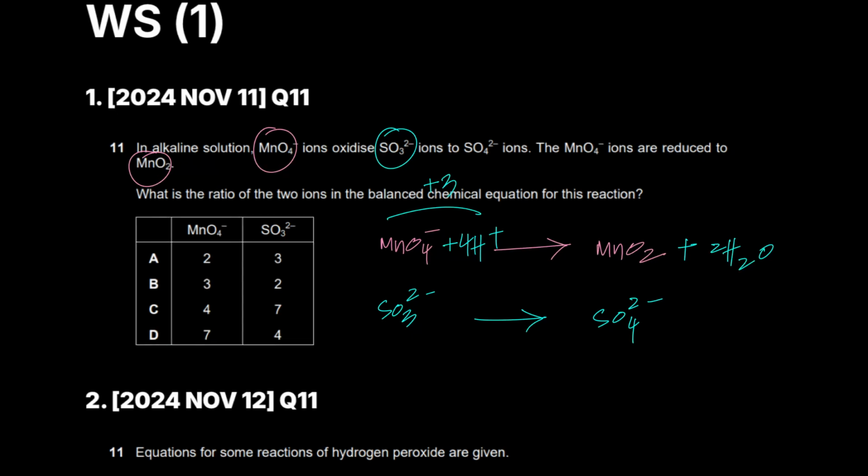So how do you make the charges equal? Well, we are going to add 3 electrons here. 3 electrons, balance it out. We write the electrons on the more positive side. Done. This equation is balanced, we know.